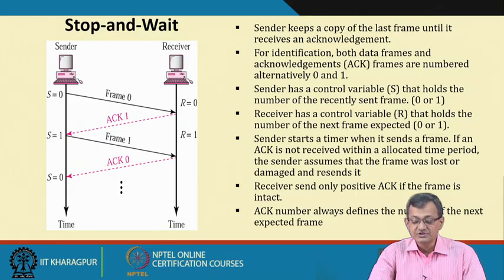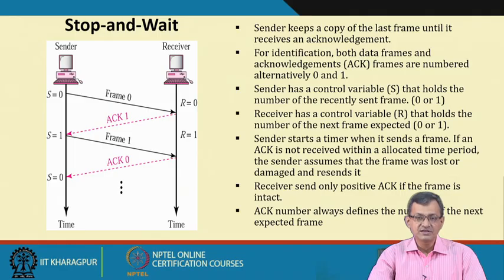The receiver sends only a positive acknowledgement if the frame is intact. The acknowledgement number always defines the number of the next expected frame, right. That means you see here, acknowledgement 1 means the next expected frame is 1, and acknowledgement 0 means the next expected frame is the one with sequence number 0. So, this is a very simple mechanism, but it allows for this flow and error control, right.